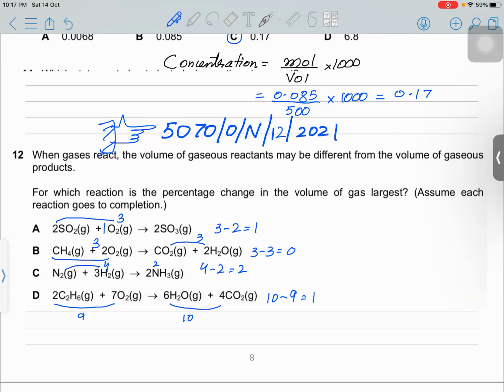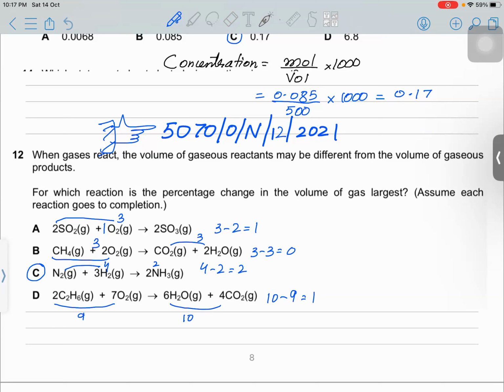So which one has the largest change? C. So C is the correct answer. This is the easiest method. But sir, how did you do this? Like you just added? The question is that find the change, right?